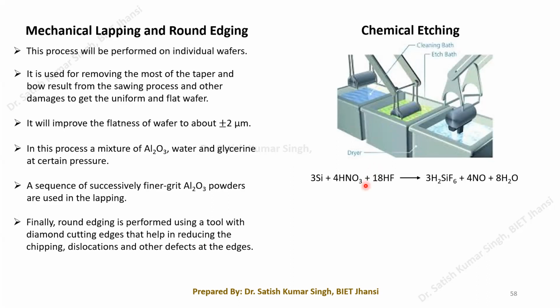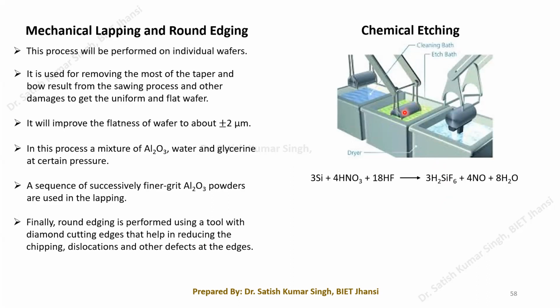Basically this particular equation is being followed. We have to use nitric acid, and then we have to use hydrofluoric acid. We use this particular combination of chemicals, and then a reaction will take place. After the reaction, certain products will be formed, and then this particular layer will be removed. A certain layer available on the top of the wafers or the sides of the wafers, the edges of the wafers, is going to be removed due to this chemical etching process.